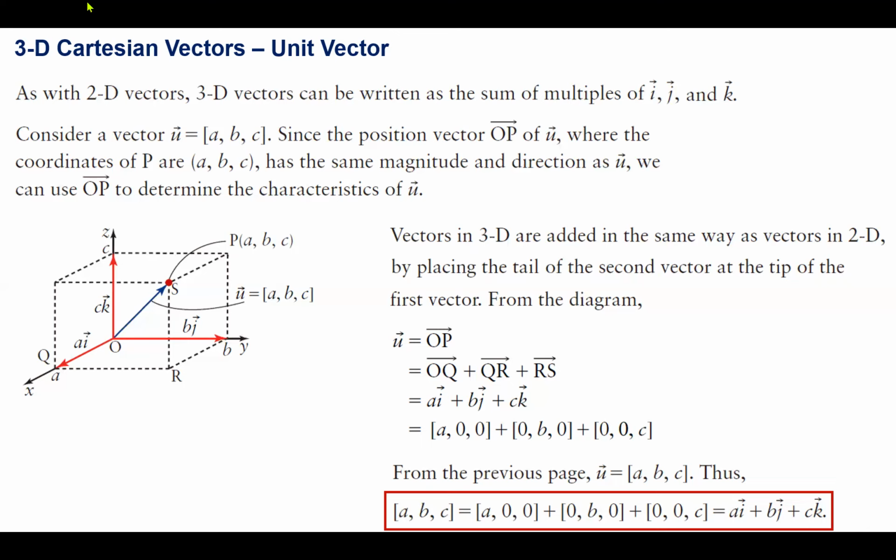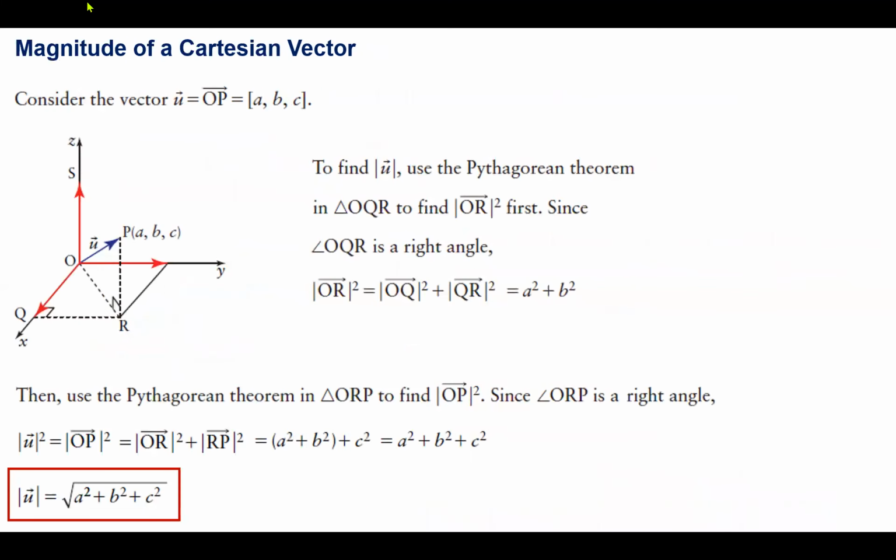Okay, no questions. Next, let's have a look at the magnitude of a Cartesian vector. So let's consider a vector u, which is equivalent to vector OP, which is (a, b, c). To find the magnitude of u, we can use Pythagorean theorem in triangle OQR in the figure shown on the left, to find the magnitude of OR squared first.